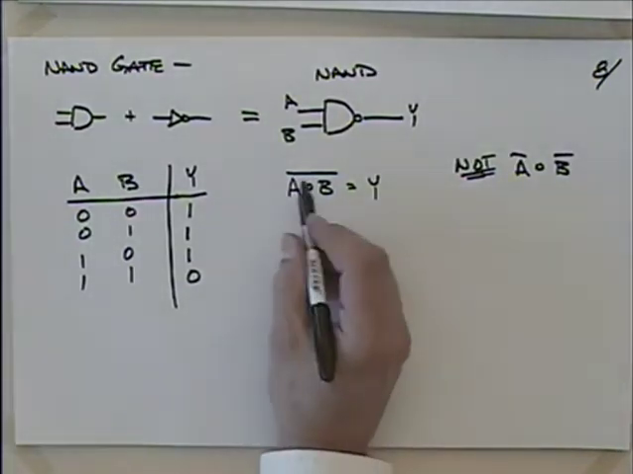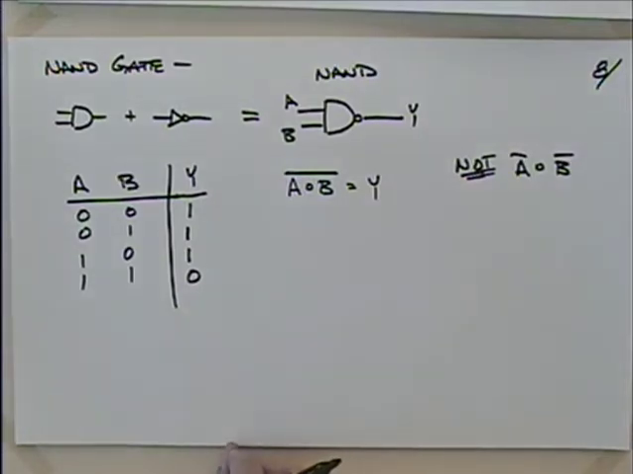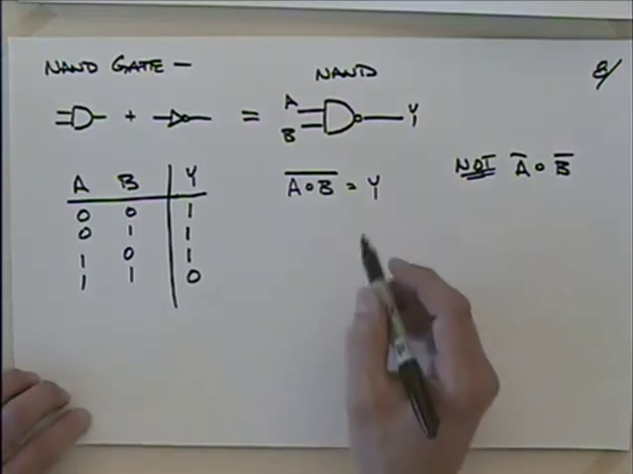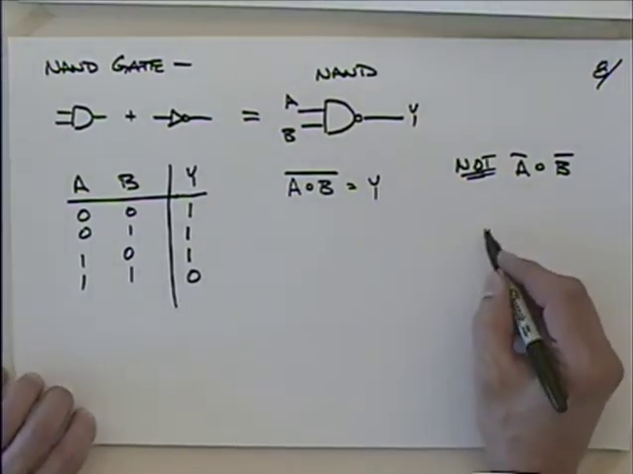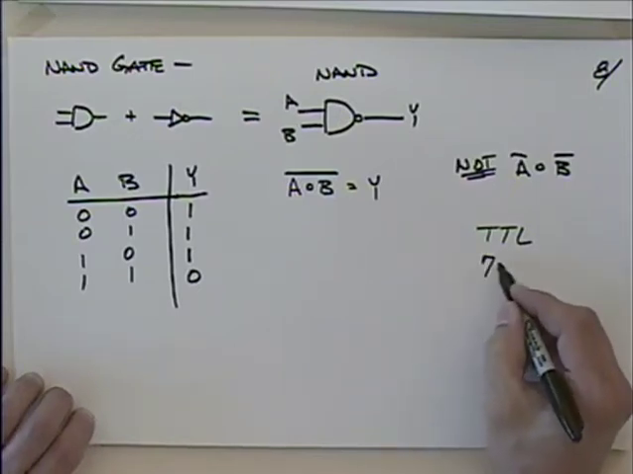So we make the AND and then we invert it. So this is inverting it after we've made the AND. The neat thing about the NAND is we'll find out it's the universal gate. The series that we're going to use, TTL, transistor logic, it's a 7400.